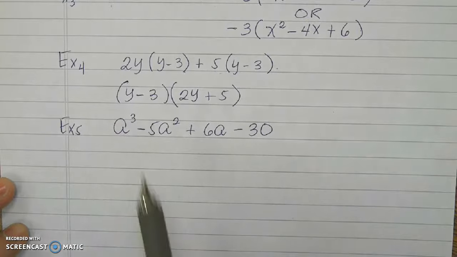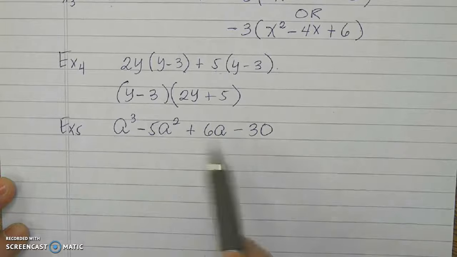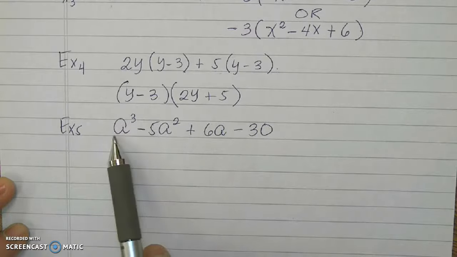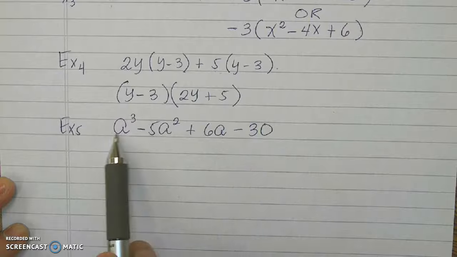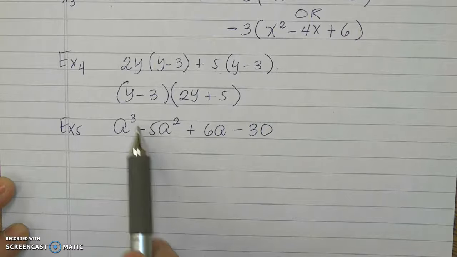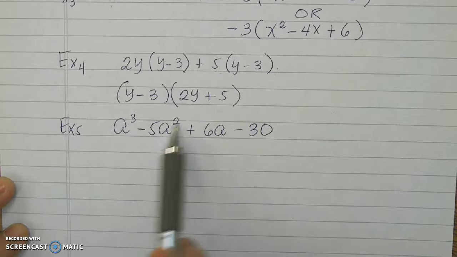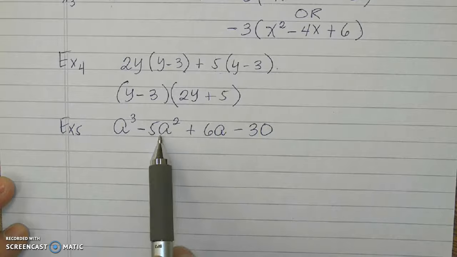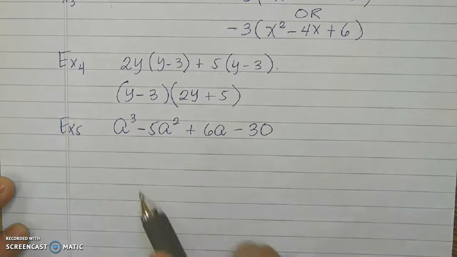So we're going to group these two together, and we're going to group these two together and start factoring them separately. Let's factor this out first. I have a to the third minus 5a squared. The only factor common to both is a squared, because that's the biggest common factor. So let's take that out.